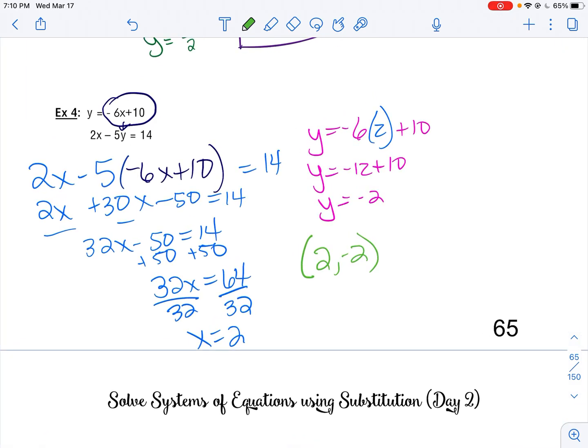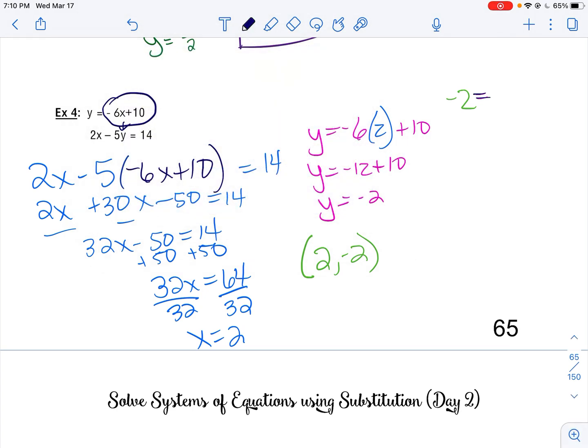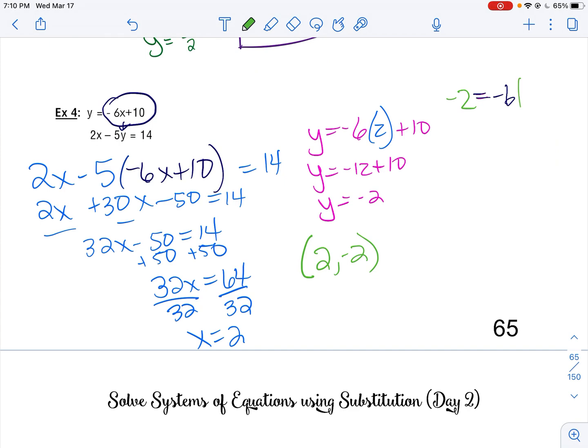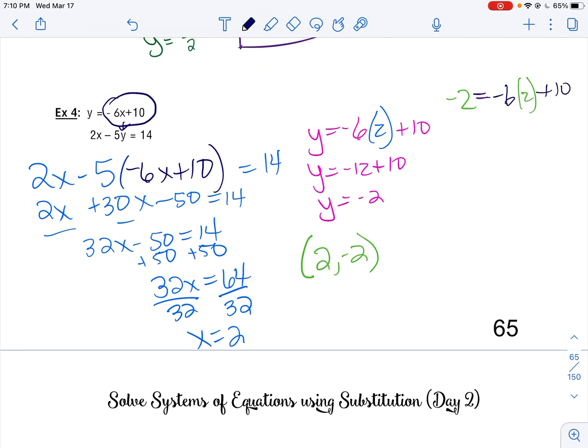Now, I have to check my answer to make sure it's right. I plug it in. So -2 equals, I'm going to do this color, -2 equals -6 times the x value, which is 2, plus 10. I get -2 equals -12 plus 10. -2 equals -2. That one works.